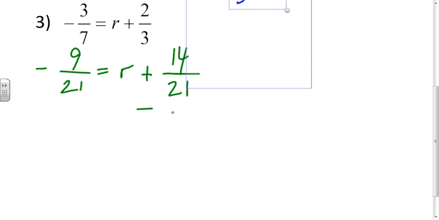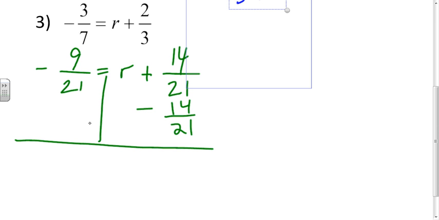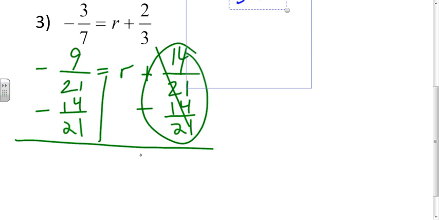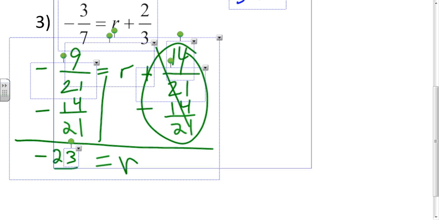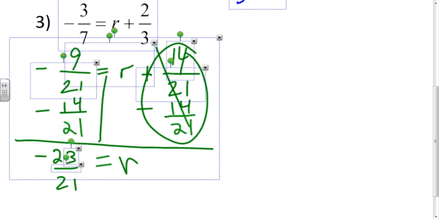R plus 14/21 minus 14/21, and negative 9/21 minus 14/21. These zero out, leaving me with just r on the right side. Negative 9 minus 14 is negative 23/21.